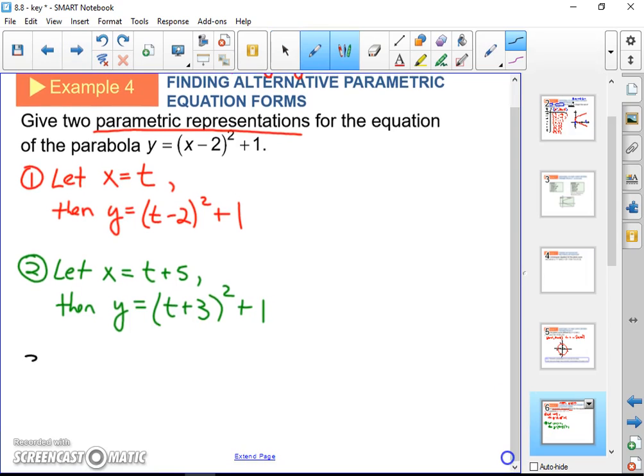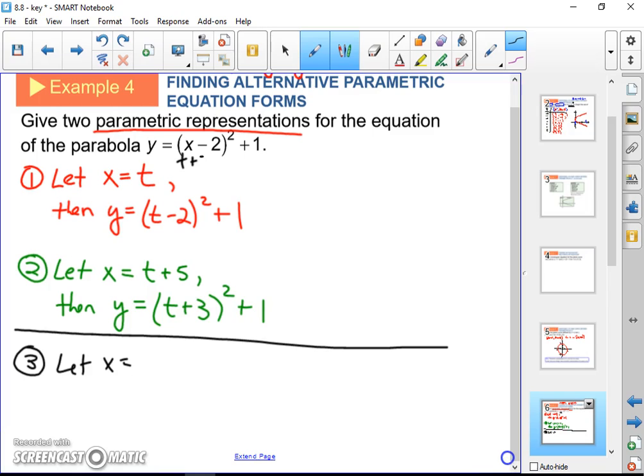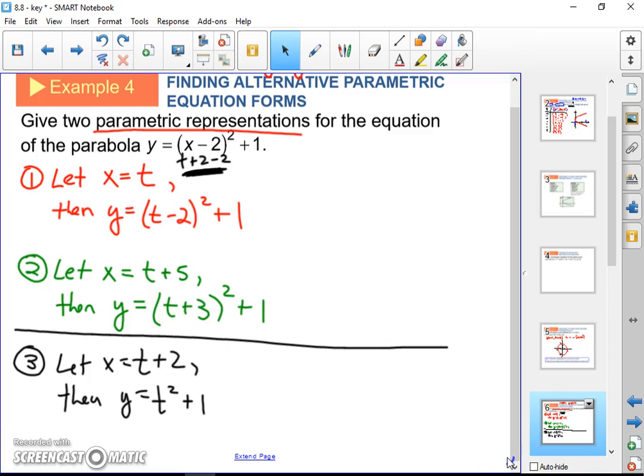Let's just give a third one just because we didn't have to. But imagine if I had let x equal, let's say that was t plus 2. T plus 2 is a good one to use. Because if I use t plus 2, I would have t plus 2 minus 2 in there. Those 2's are going to cancel out. So if I used x equal t plus 2, then y is going to equal t plus 2 minus 2 is just t. I'd have t squared plus 1. That'd be a different way of representing. That's a good way. So any of those 3 or anything else you can dream up really would be an acceptable answer.